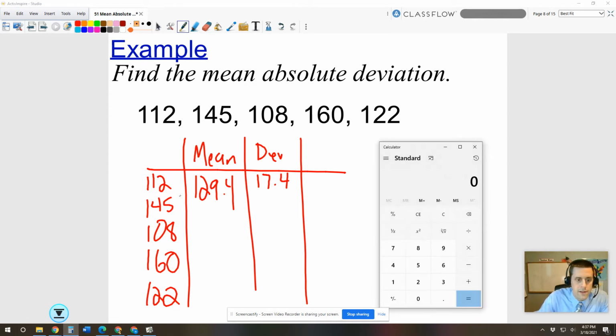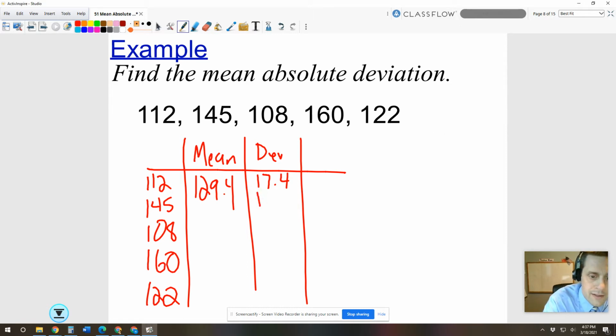Next, we're going to find the deviation from 145. So 145 minus 129.4. That deviation is already positive, 15.6. So I can just go ahead and have my deviation of 15.6.